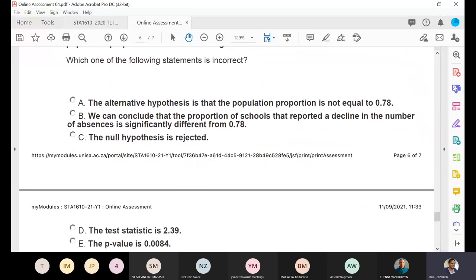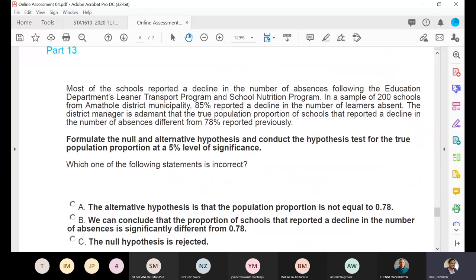Okay. So this one has more answers. So we need to scroll to the bottom. Most of the schools reported a decline in the number of absences in the school program. A sample of 200 schools from the Amatole district, 85% reported a decline in the number of absent learners. The manager is adamant that the true population proportion of schools that reported a decline in absences is different from 78% previously. Formulate a null hypothesis and an alternative hypothesis and conduct the test for the true population at 5% level of significance.